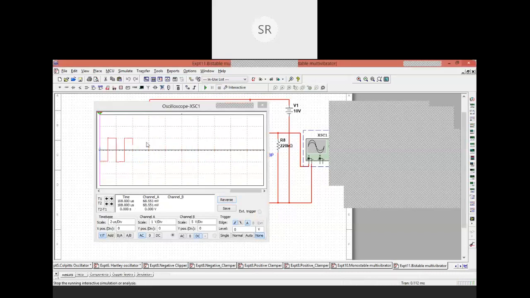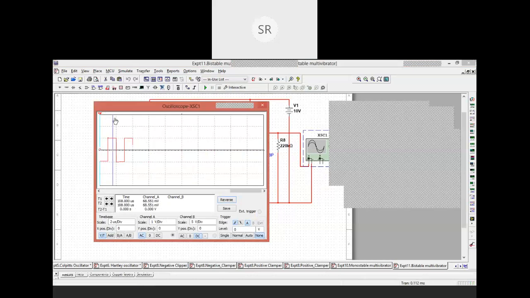Stop this and you can check, use the cursors. You can cross verify the total time duration, approximately 2 microseconds. 2.008 something. 2 microseconds approximately, total pulse. What is the value of on time period? Approximately 1 microsecond. What is the value of off time period? This may also be 1 microsecond approximately. 984.848 nanoseconds is approximately equal to 1 microsecond.